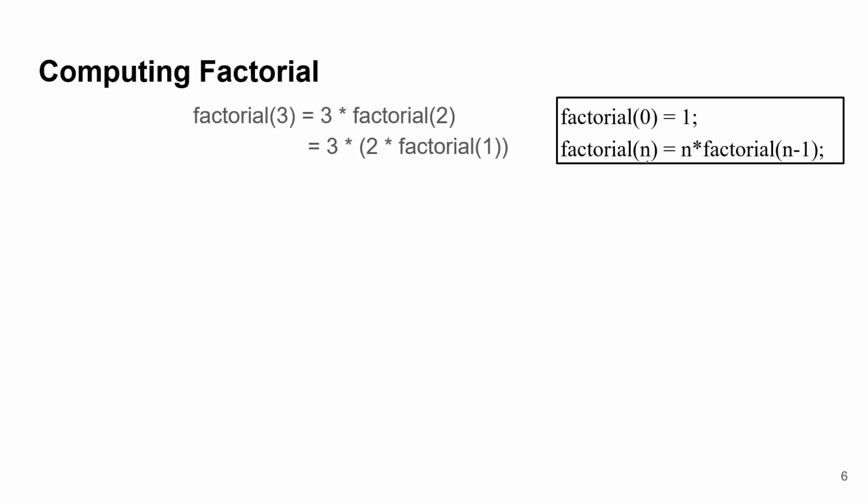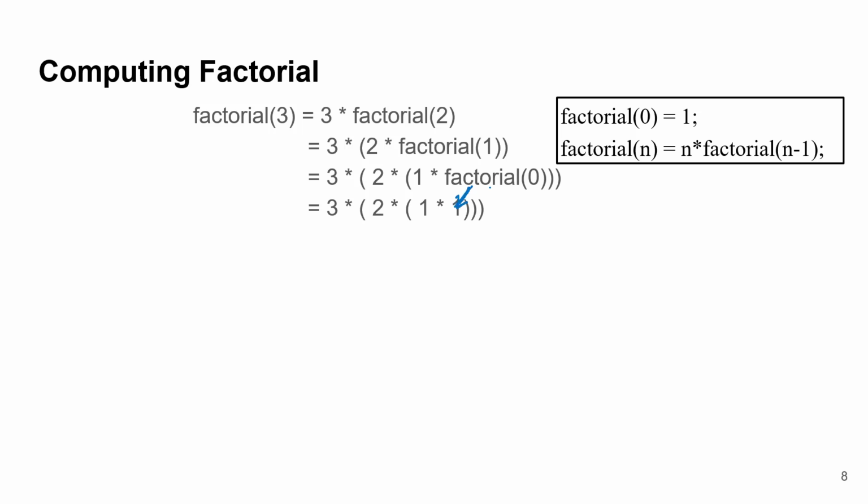Well, for factorial 2, we'll use the same expression, right? So inside the parenthesis here, we are computing factorial 2, which is 2 times factorial 1. How about factorial 1? Well, for factorial 1, we will say 1 multiplied by factorial of 0, right? So this is the recursive call that we are making to the factorial computation. And we know that factorial of 0 is 1, right? So this thing is 1.